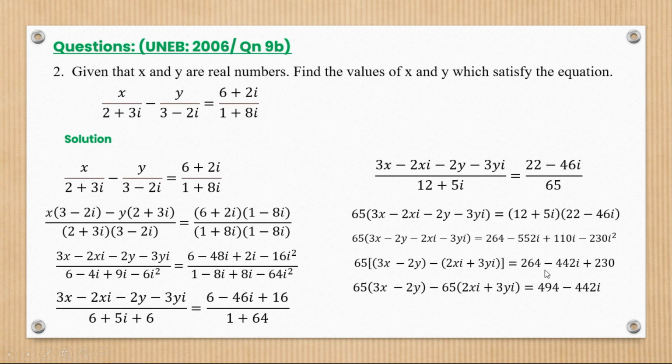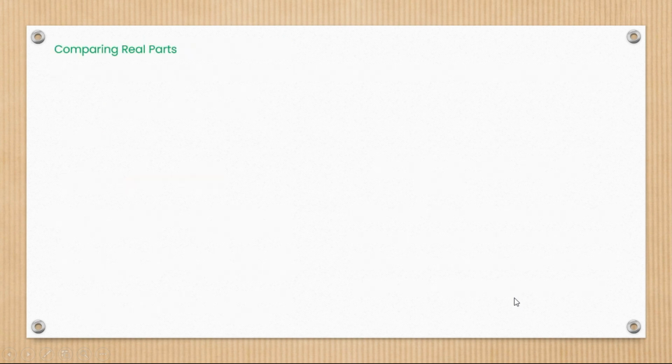As you can see on the right hand side, 264 plus 230 is 494, so we end up having that. Now we can actually see that we've grouped the real parts together on the left hand side and the real and imaginary parts together on the right hand side. So now we can equate. Equating and comparing real parts, we can see that 65 into 3x minus 2y is equal to 494. As you can see, I can now divide the 65 on both sides. So 494 divided by 65 is 7.6. Now this is going to be easier to work with.